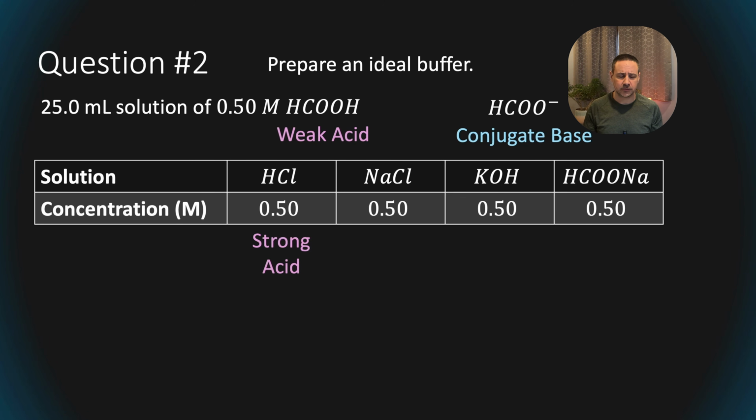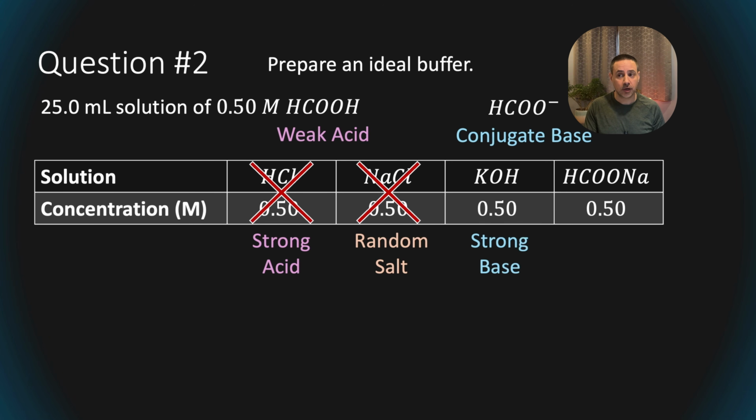HCl is a strong acid. If I mix a weak acid and a strong acid, I get an acidic solution. Not a buffer. No, HCl is out. NaCl, that's table salt. That's not going to do anything. It's a salt, but it's not containing the conjugate. This is a distractor. We can completely ignore this. This is not going to create a buffer solution.